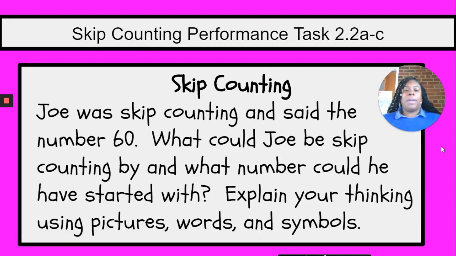Joe was skip counting and said the number 60. What could Joe be skip counting by? And what number could he have started with? Explain your thinking using pictures, words, and symbols.